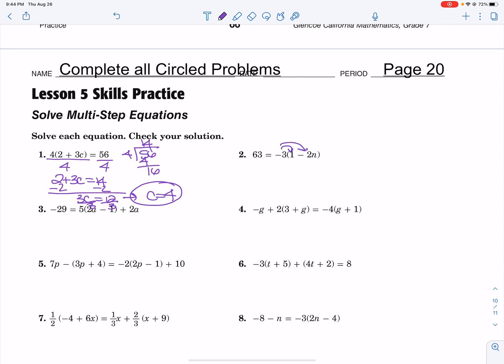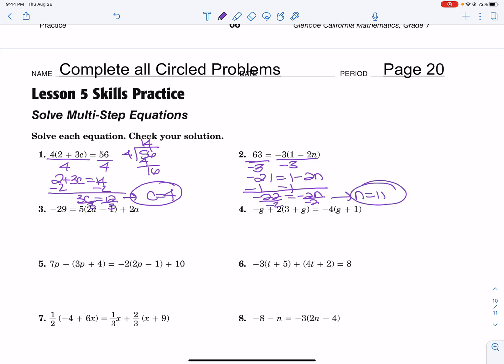Again, distribute or not. So I'm going to divide both sides by negative 3. And then I get negative 21 is equal to 1 minus 2n. Subtract 1 from both sides. Negative 22 is equal to negative 2n. Divide by negative 2. And I get n is equal to 11.